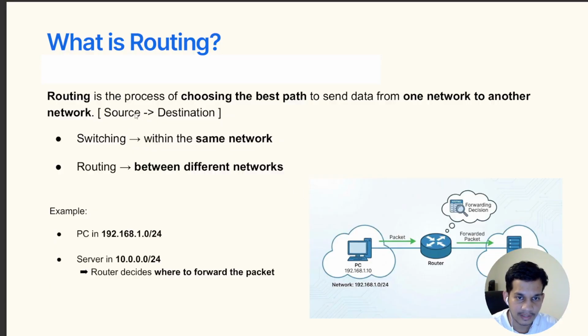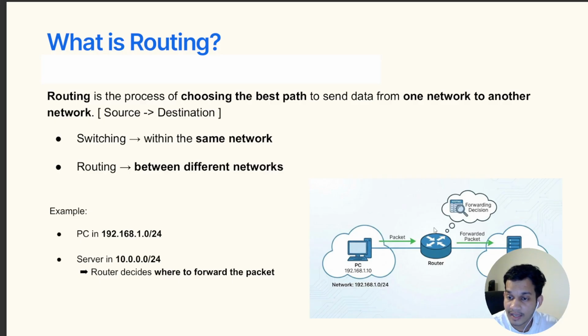Routing is the basic process of choosing the best path to send data from one network to another network, basically from one source to another destination. So switching deals with the same network, but routing deals with different networks.